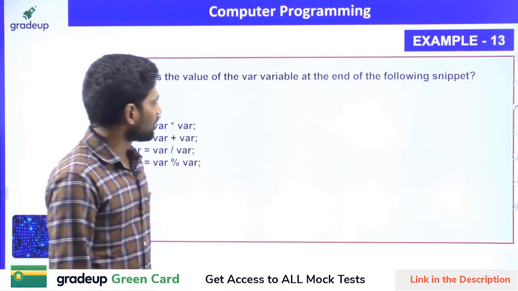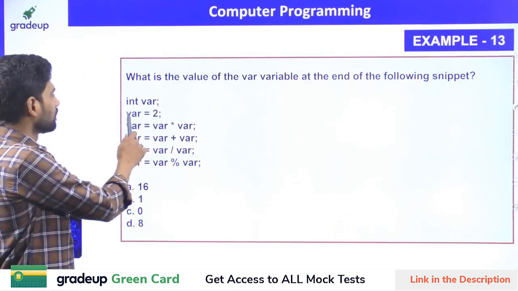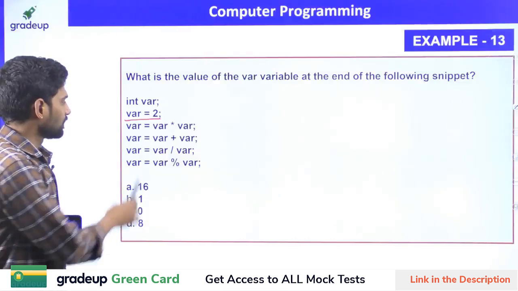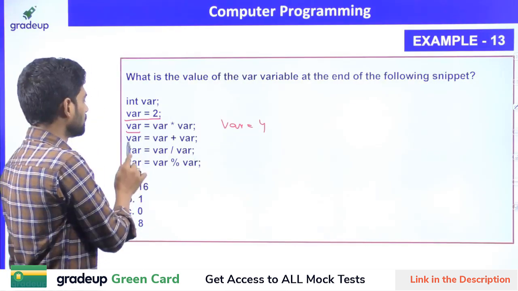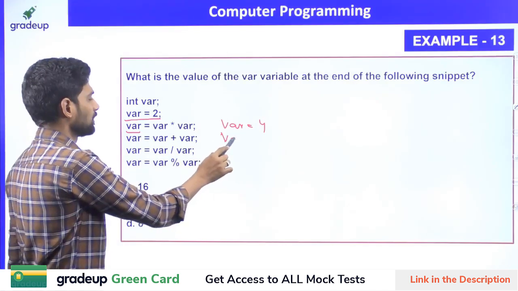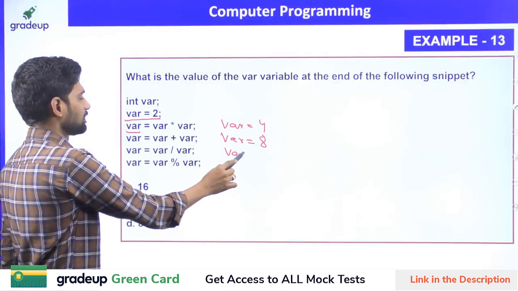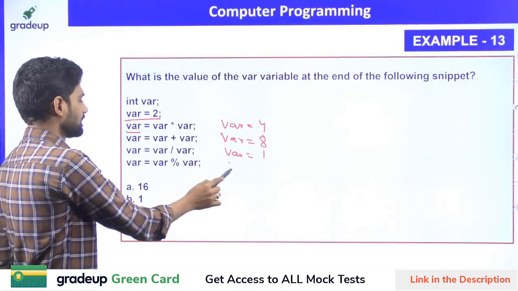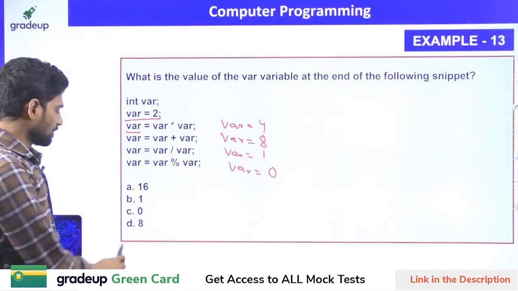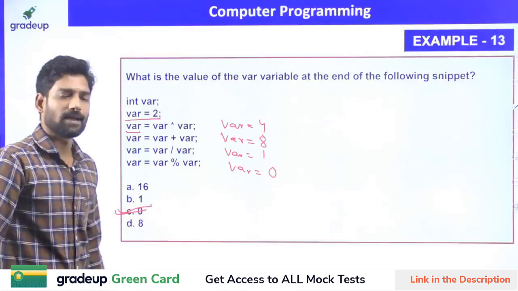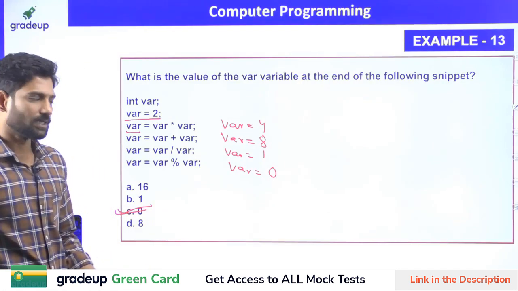What is the value of the var variable at the end of the following snippet? var equal to 2, var is equal to 2 into 2, 4, var is equal to 4 plus 4, 8, var is equal to 8 by 8, 1, var is equal to 1 mod 1, remainder 0. So what is the final value of var? 0. Next one.